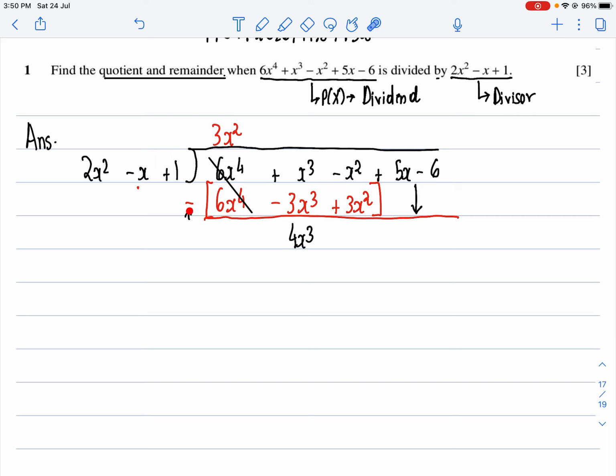And then I simply get negative into positive, which basically becomes negative. So I get negative x square, negative 3x square, which is basically negative 4x square plus 5x minus 6. Correct? This is what I get.